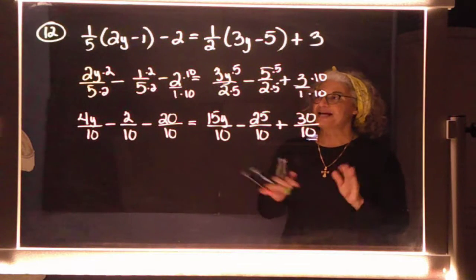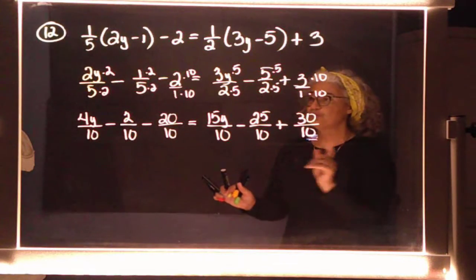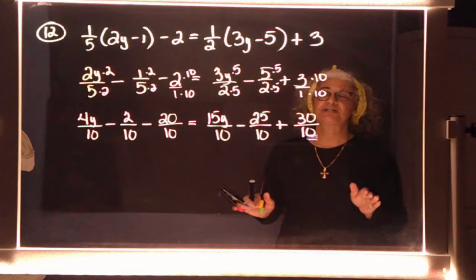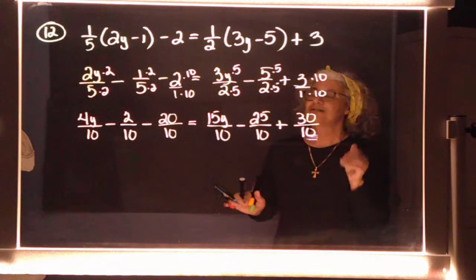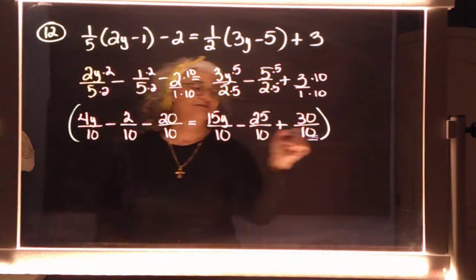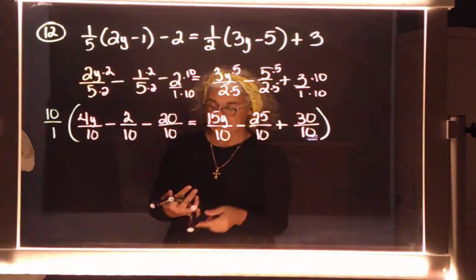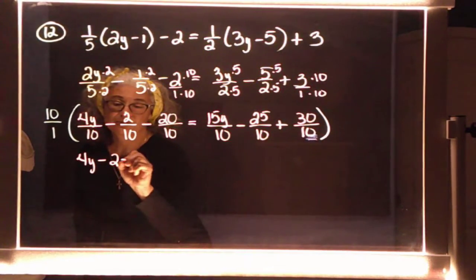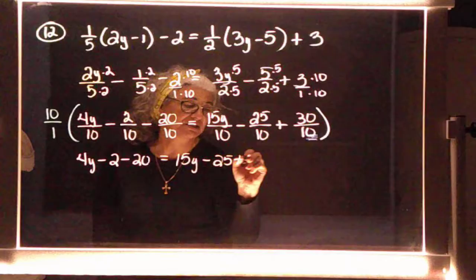Okay, now all the denominators are the same, correct? And do you want to keep those denominators? Nope, you want to get rid of them. So what are you going to have to do to get rid of them? Good, you're going to have to multiply everything by 10. I heard you. All right, so I'm just going to do this as opposed to writing 10 by each one, just so I visually can see I'm multiplying everything by 10. So follow along, see if you agree. We'll get 4y minus 2 minus 20 equals 15y minus 25 plus 30.